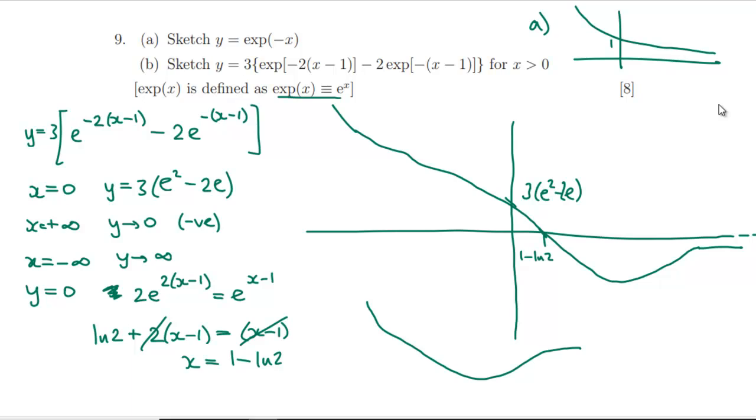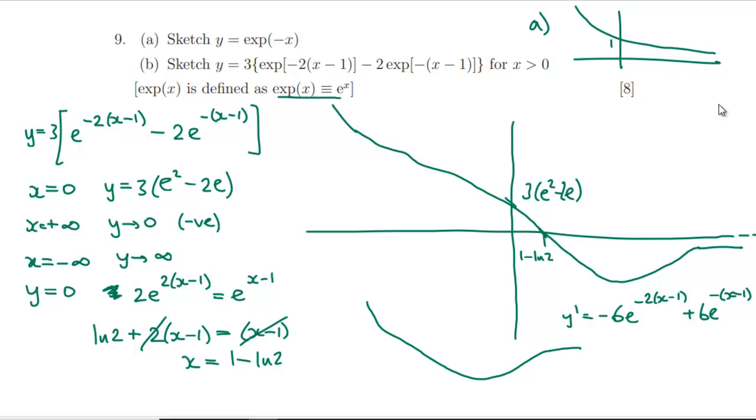So the turning point is going to be, I mean, it's for 8 marks. It's probably worth doing this because they're probably after it. So we need the turning point. What we're going to have, so y dash is equal to, right, so we've got a minus here, so minus 6e to the minus 2x minus 1. And then what have we got? Plus, because we've got a minus 1 coming down, plus 6e to the minus x minus 1. So we're going to have a turning point when these things are equal to each other.